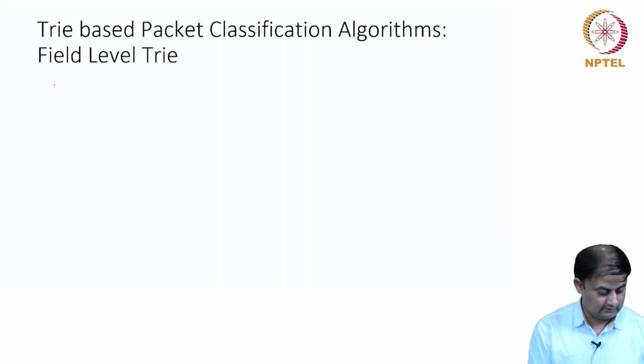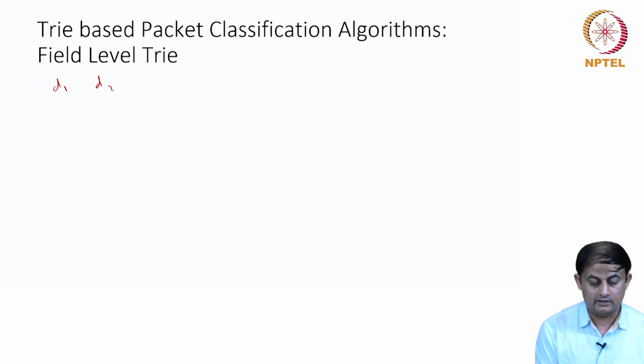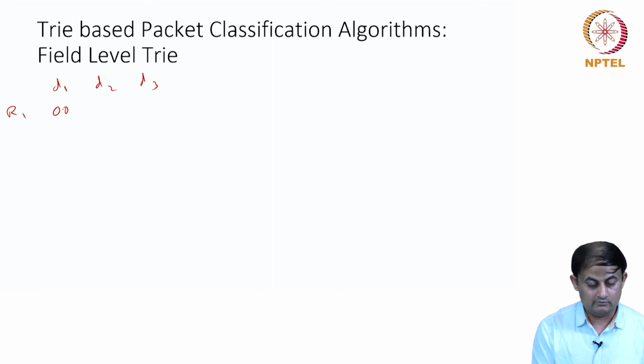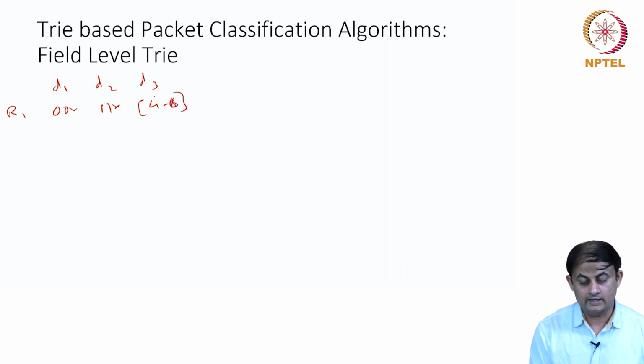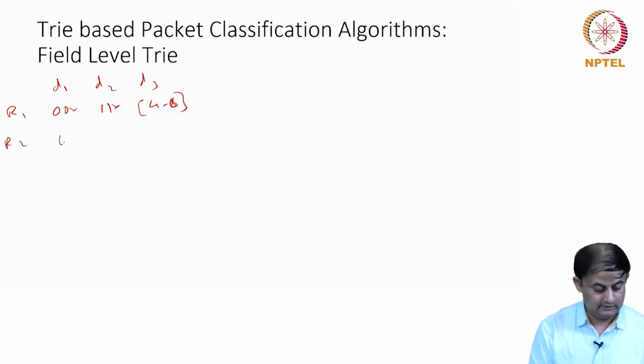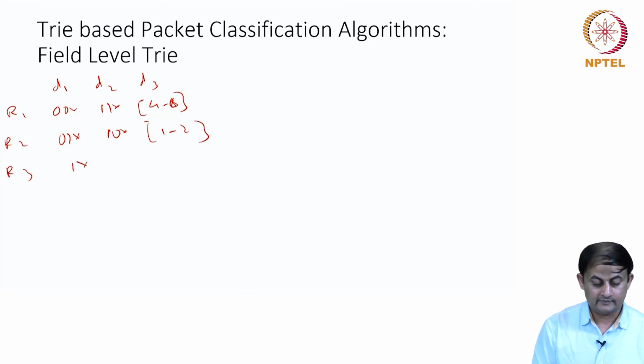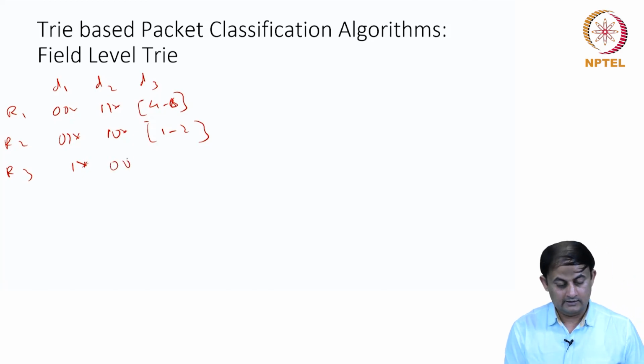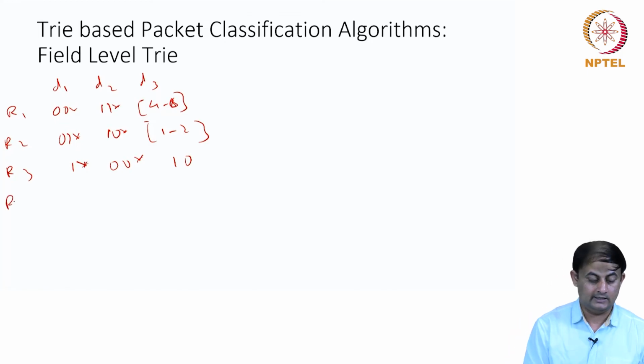So this was our case. Earlier I had 2 dimensions. Now I am going to add the third dimension. Rule 1 says 0 star, and then this is 1 star, and the port number range is 4 to 8. And rule R2 says this is 0 star and 10 star on the second dimension, and the port range is 1 to 2. And rule R3 says this is 1 star and the second dimension is 0 star, and the port value is exactly 10.